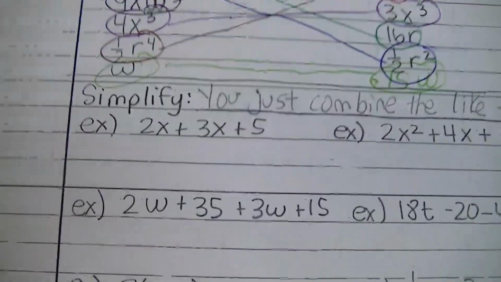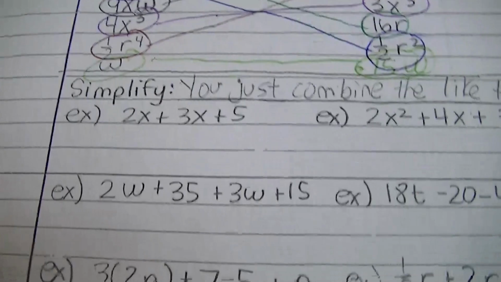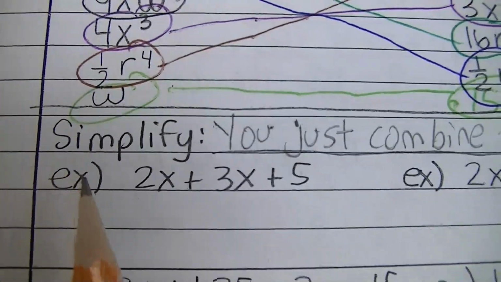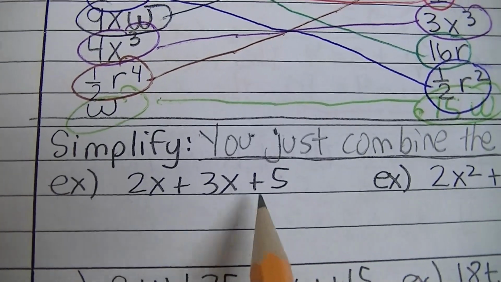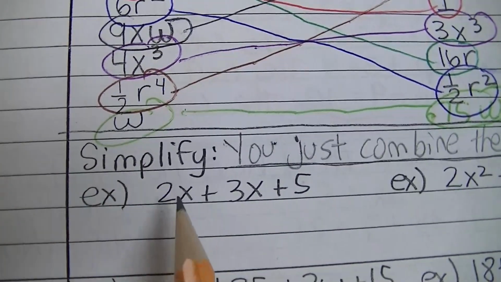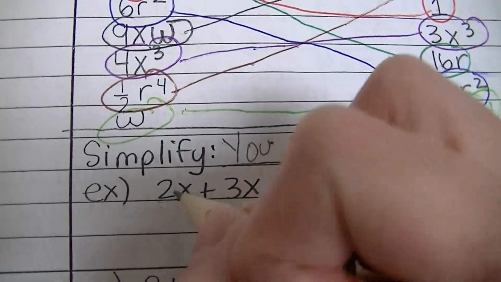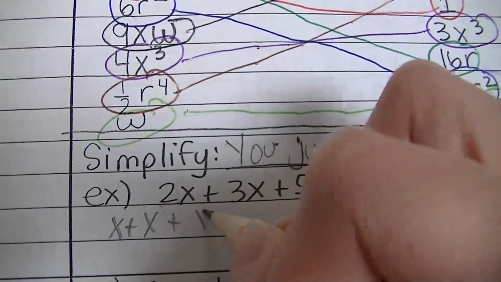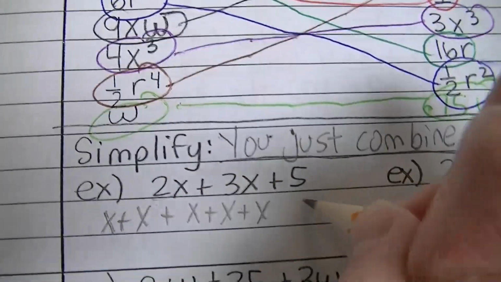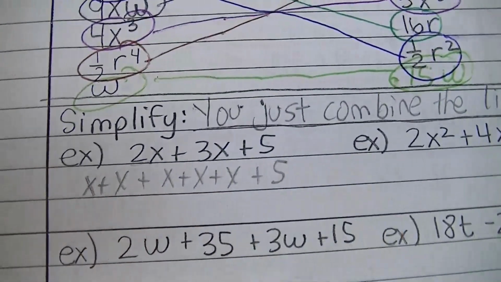Okay, so here's the best strategy to do this. Sometimes people would look at this and they'll go, oh, 2x plus 3x plus 5, that should be 10x. That's incorrect. Because when I expand this out, there's 2 x's here. And there's 3 x's right there. Plus 1, 2, 3, and then plus a 5. Okay? That's all of it expanded out.